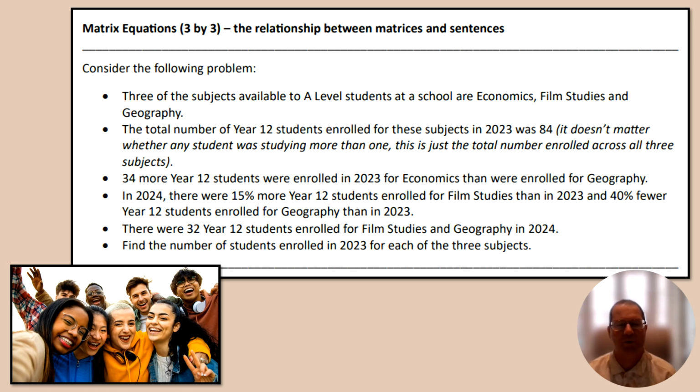In 2024, there were 15% more Year 12 students enrolled for film studies than in 2023, and 40% fewer Year 12 students enrolled for geography than in 2023. There were 32 Year 12 students enrolled for film studies and geography in 2024, and we've been asked to find the number of students enrolled in 2023 for each of the 3 subjects.